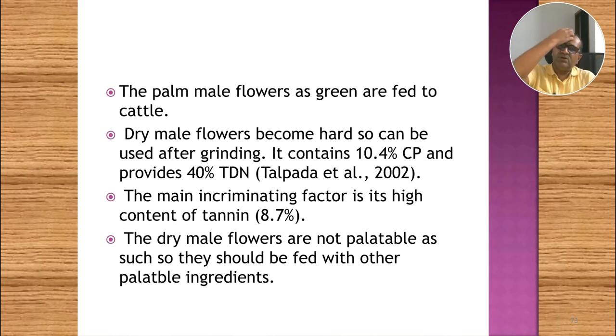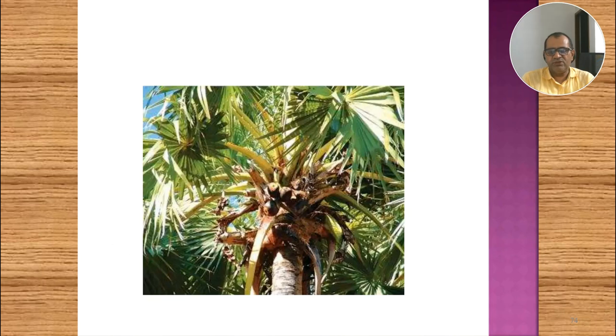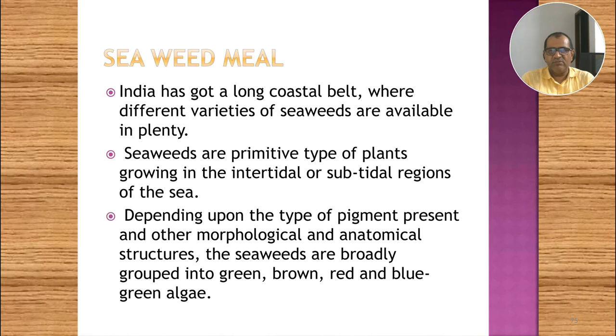So the palm male flowers are green and they can be fed to the cattle to the extent of not exceeding 30% of the total nutritious quantity. And the male flowers are not palatable. As such, they should be fed with other palatable ingredients. It contains 40% TDN and 10.4% of protein. So this is the palm tree. You know that this palm is used for drinking its delicious water by human beings.